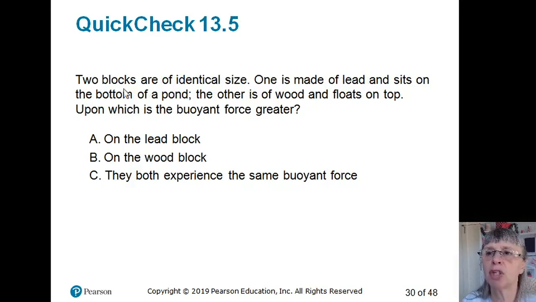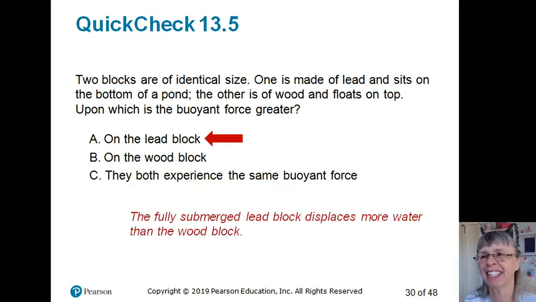Again, here we have two blocks of identical size. One is made of lead and sits on the bottom of the water. The other is made of wood and is floating on top. Which one has the larger buoyant force? Well, this one's kind of tricky. Think carefully. The lead block, because the one that's floating on top is not displacing the entire volume of itself. It's only displacing part of its volume. Part of it is sitting above the water. So the lead is displacing its full volume, while the wood is only displacing part of its volume. So the lead has a larger buoyant force.